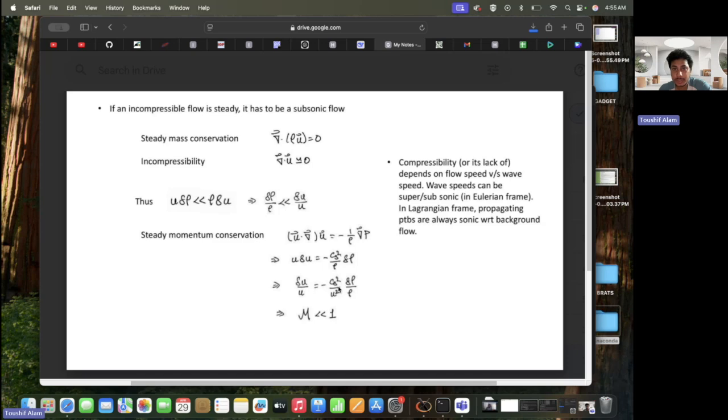So compressibility, or its lack, depends on flow speed versus wave speed. Wave speeds can be supersonic or subsonic in the Eulerian frame. In the Lagrangian frame, propagating perturbations are always sonic with respect to the background flow. But in the Eulerian frame, it can be supersonic.